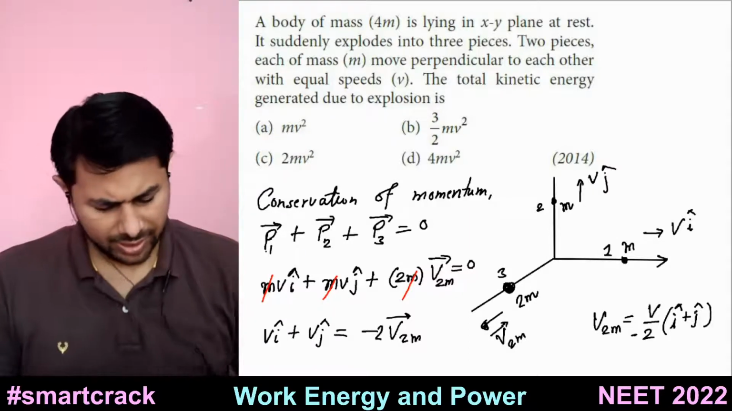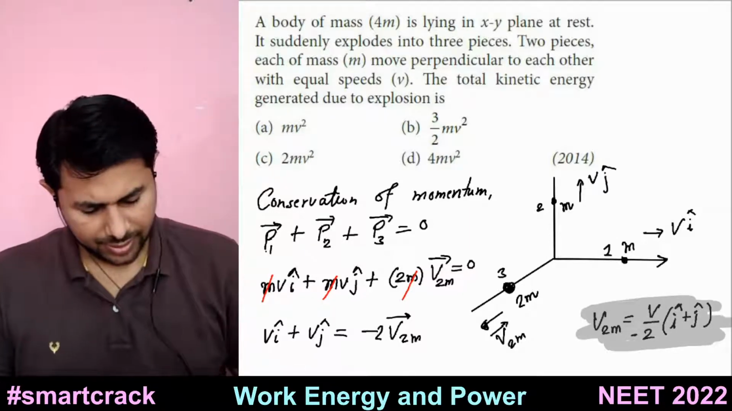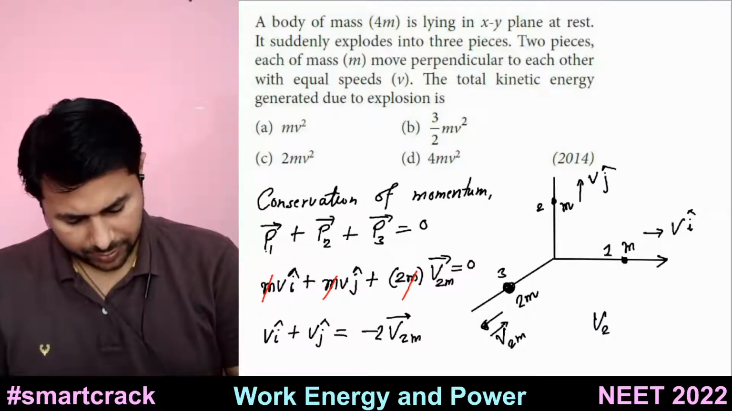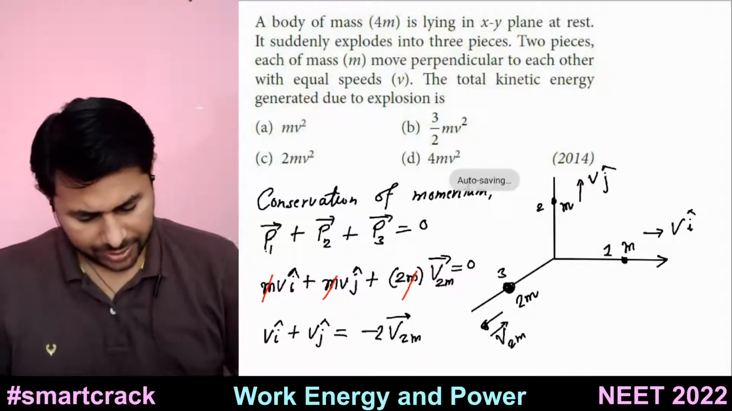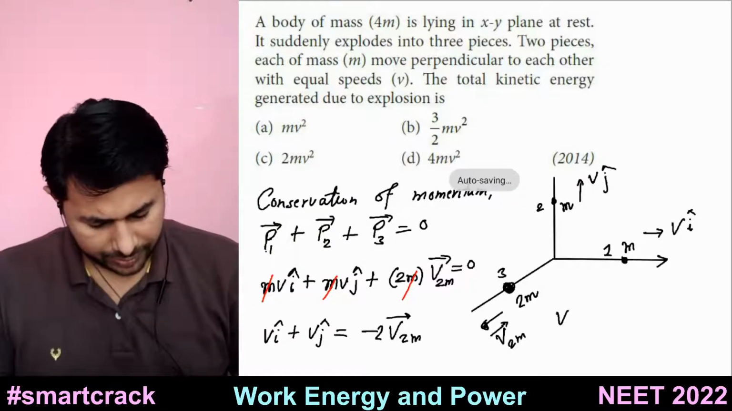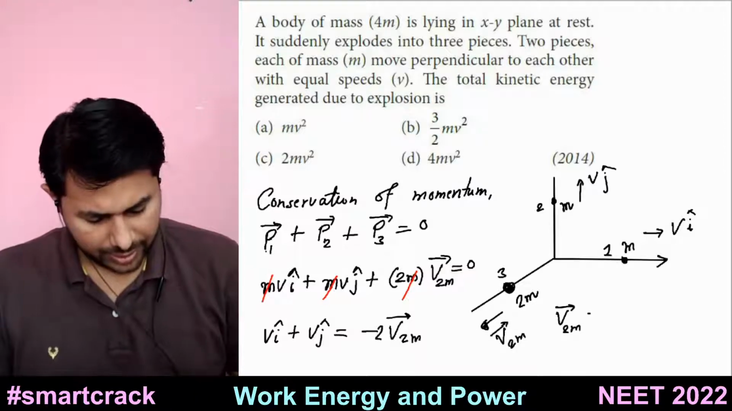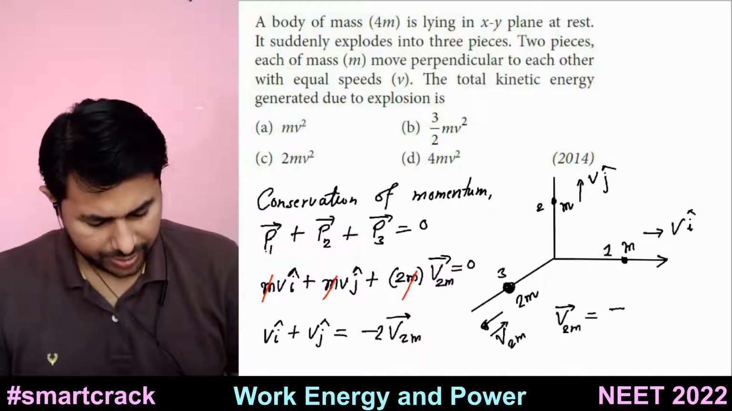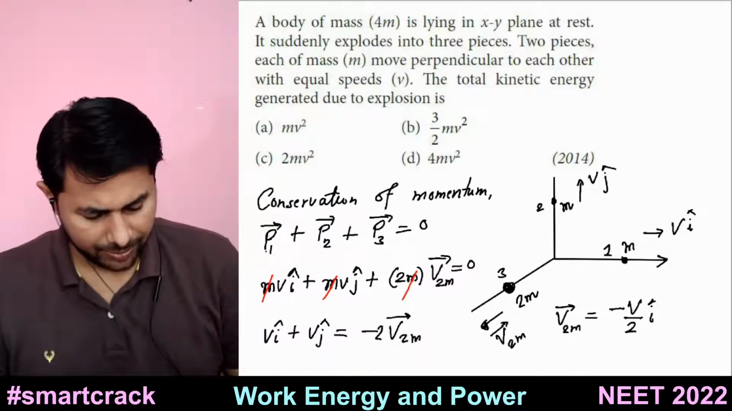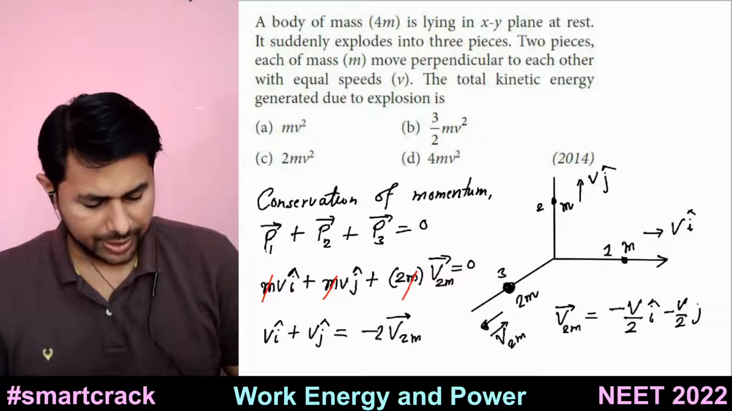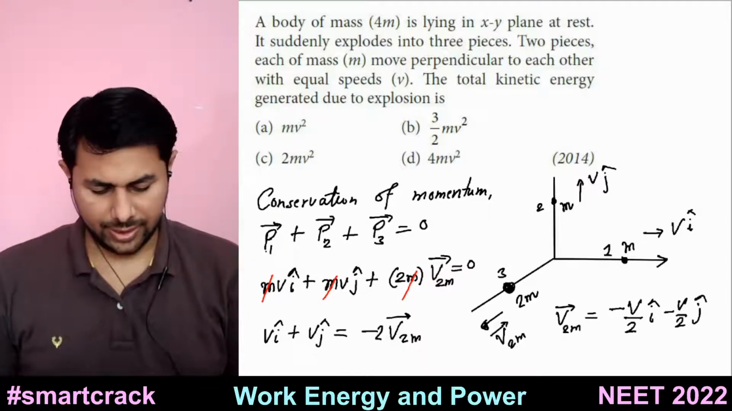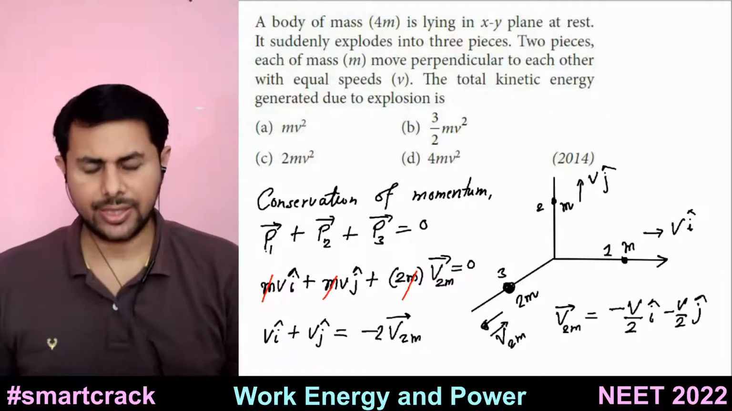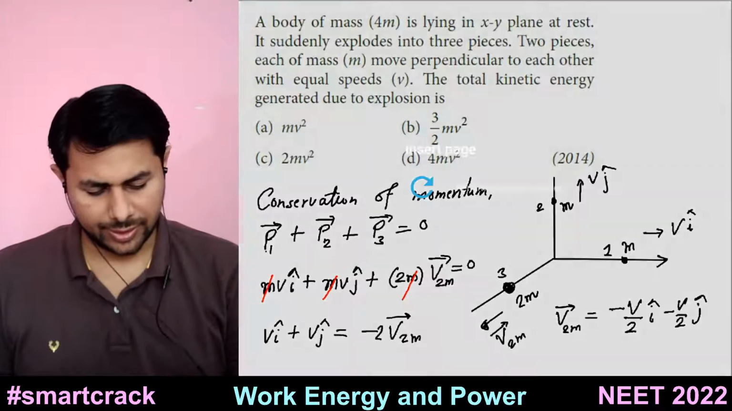Or let's write like this only. v2m bar is equal to, I'll take minus 2 to the other side and divide. So it is minus v by 2 into i cap minus v by 2 into j cap. That's it. Okay, and then what do we want to find out? We found the velocity. We want the total kinetic energy generated due to this explosion.